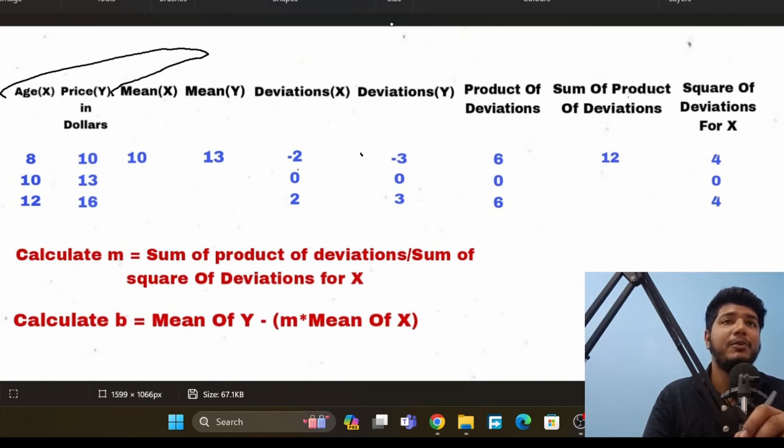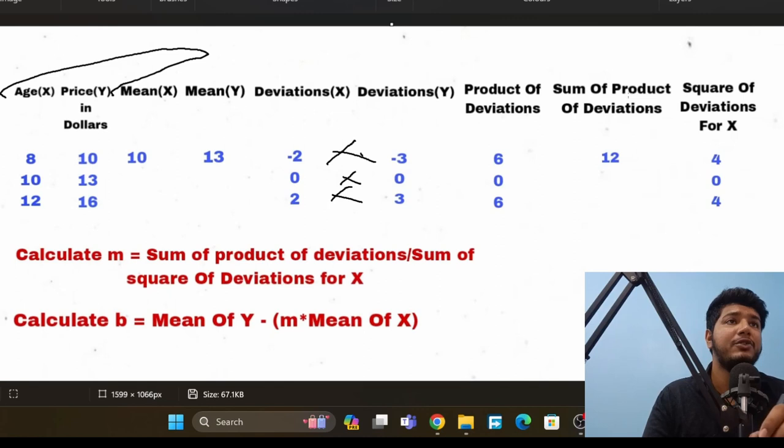Now we will do the product of deviations. We will multiply the deviation of x and the deviation of y, all three, like this. And the values we get here are 6, 0, 6.